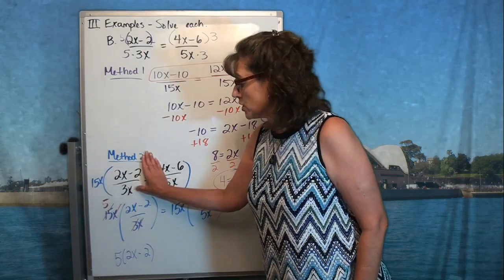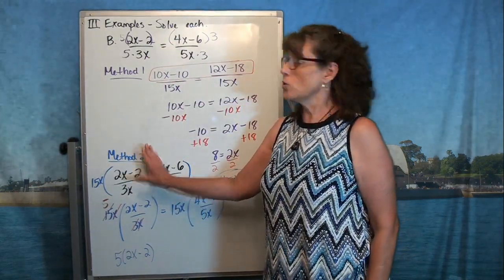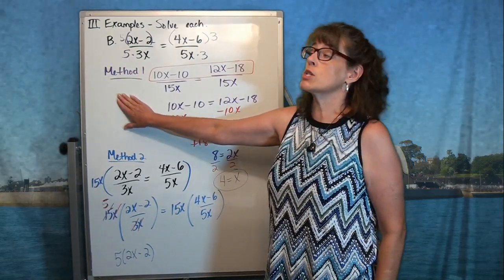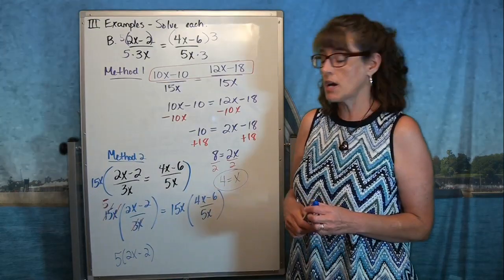When you have expressions with no equal signs, you're stuck with this method 1 up here. But this method 1 works whether you have an equal sign or whether you don't have an equal sign. It's a good method because it works all the time.